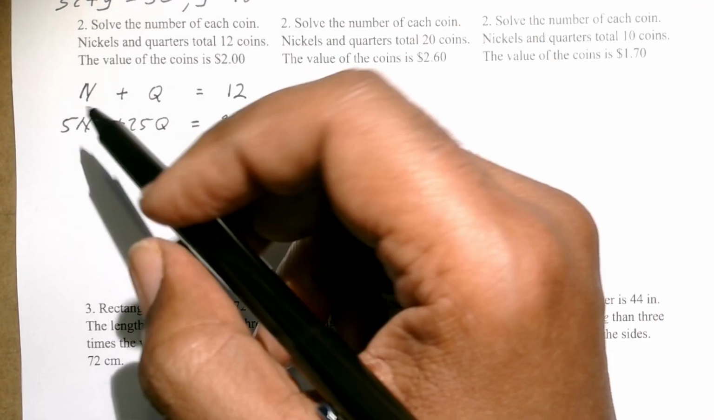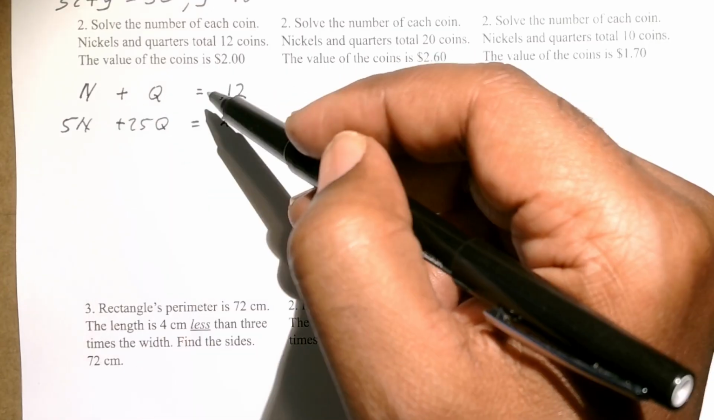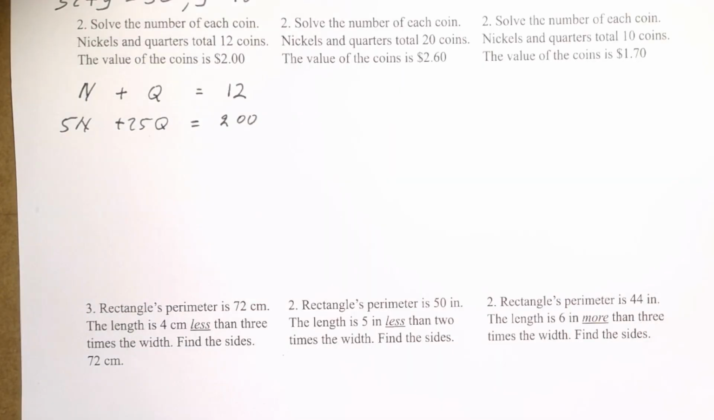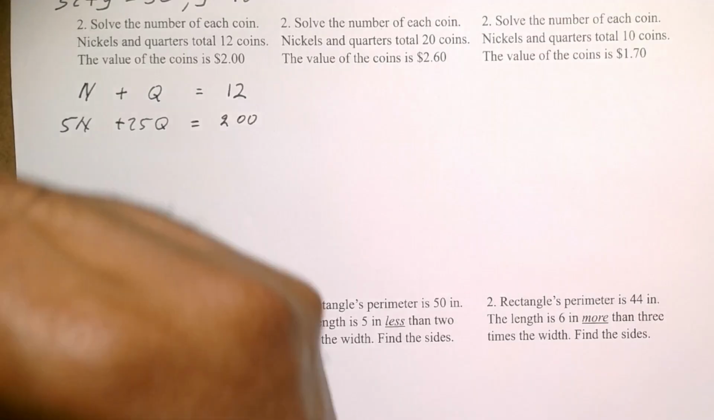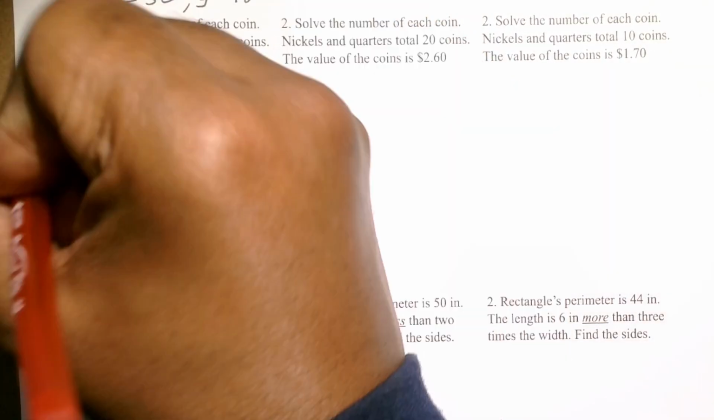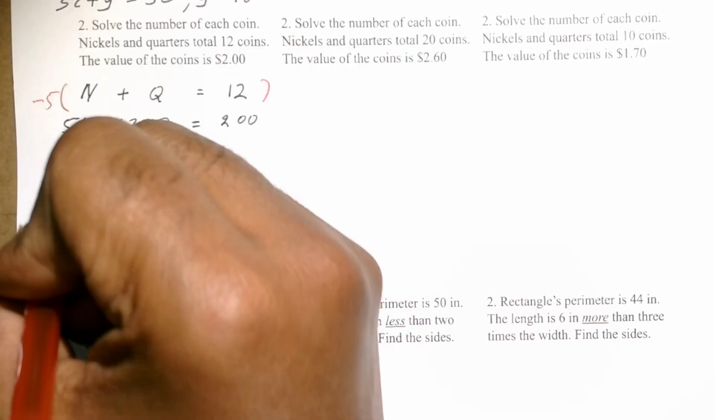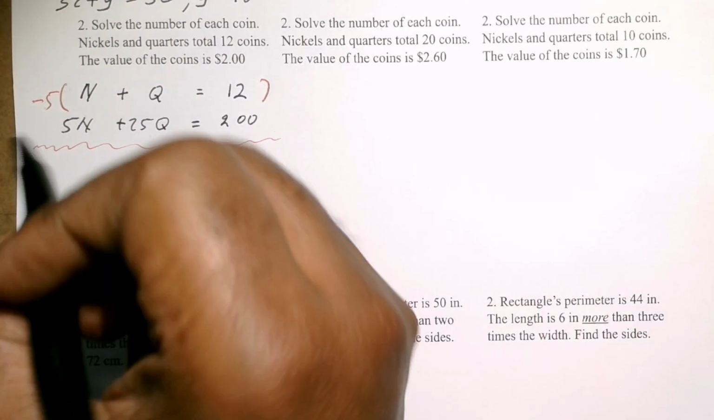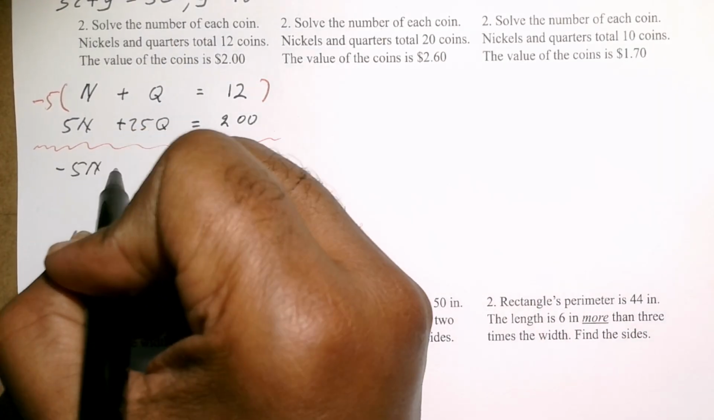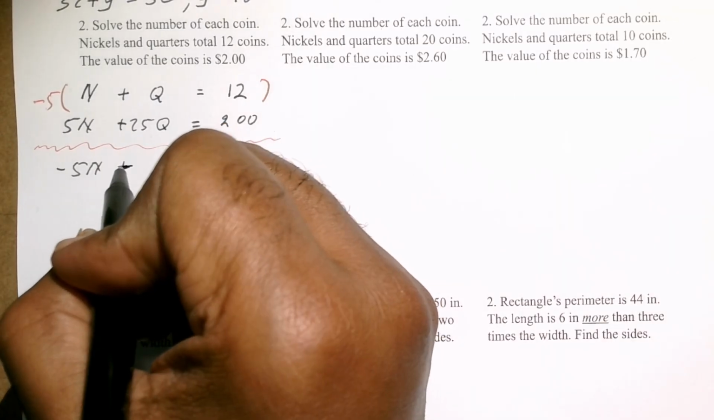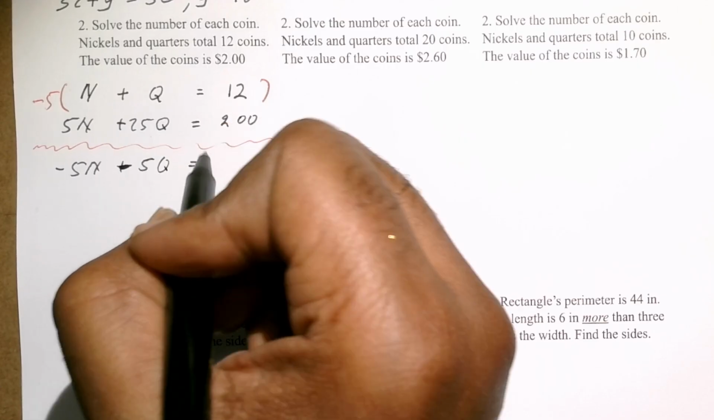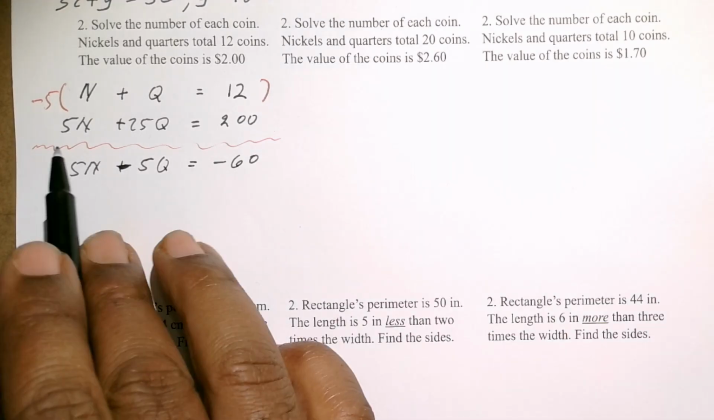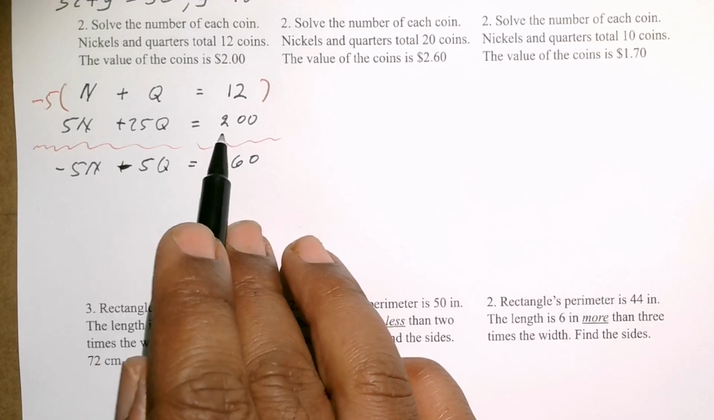I'm going to multiply the top equation by a -5 in order to get a -5n, and that'll give me cancellation. So let me get ready to multiply all this by negative 5. So that changes the top line to a negative 5n minus 5q, and a negative 60. And I'm going to rewrite my 5n, 25q, and 200 underneath here.